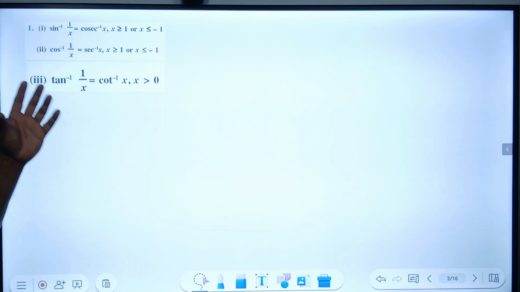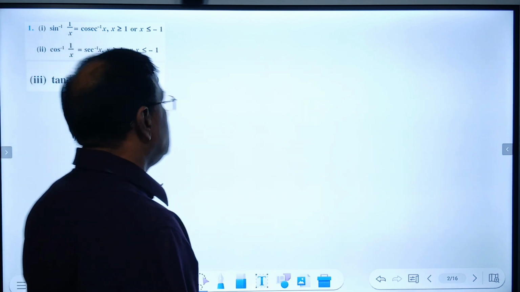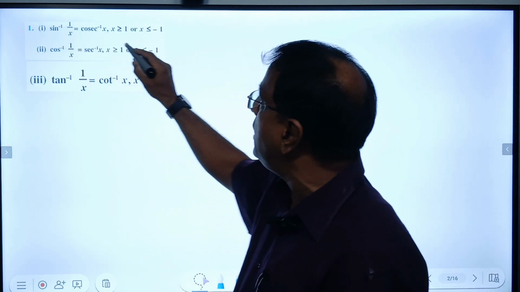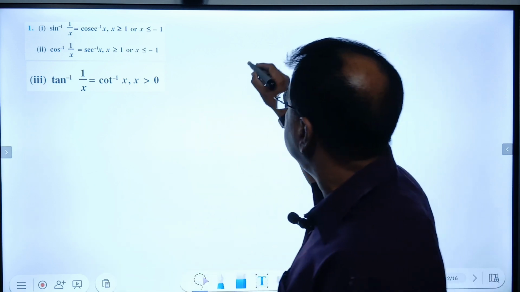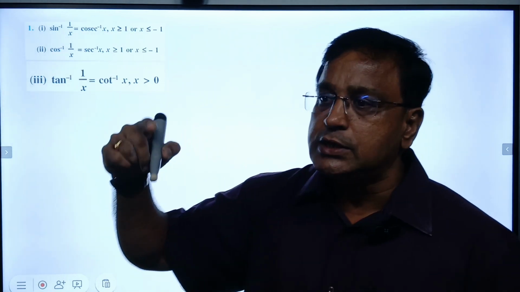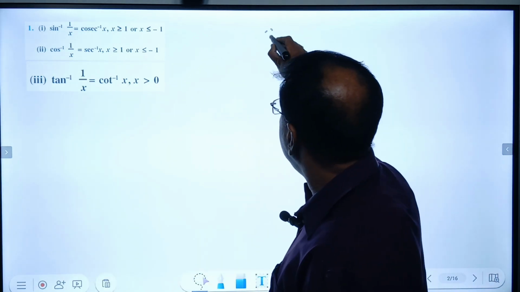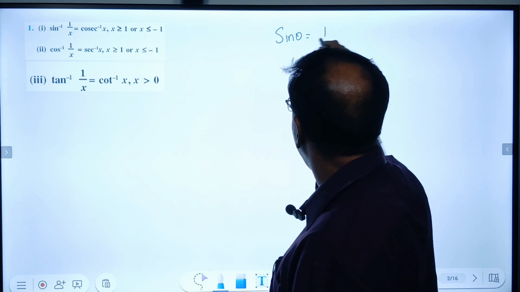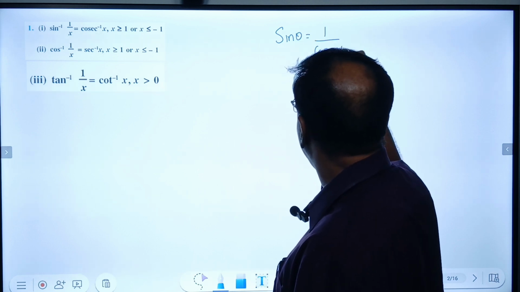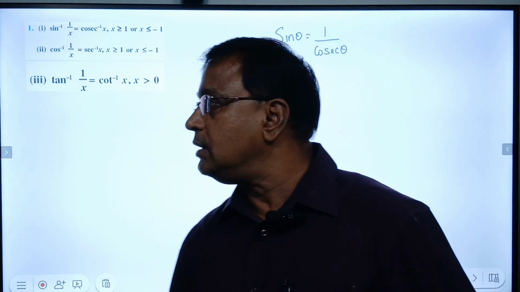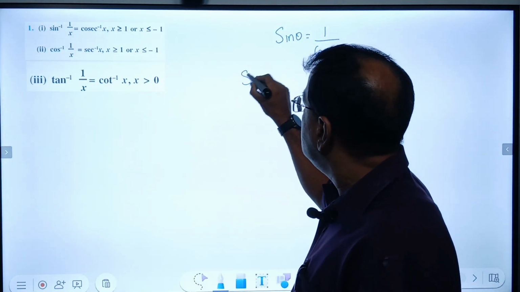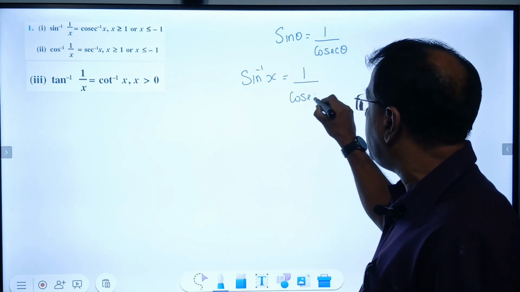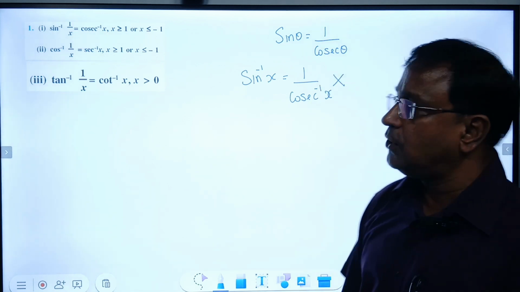Now this is the first of its kind formula. There are a lot of formulas in this. The first formula is sine inverse of 1 by x is cosecant inverse of x. It is something similar to a reciprocal relation in trigonometry. Sine theta is 1 by cosecant theta, right? That is what we studied in class 11th. But here you cannot write sine inverse of x as 1 by cosecant inverse of x. This is not the way you write.